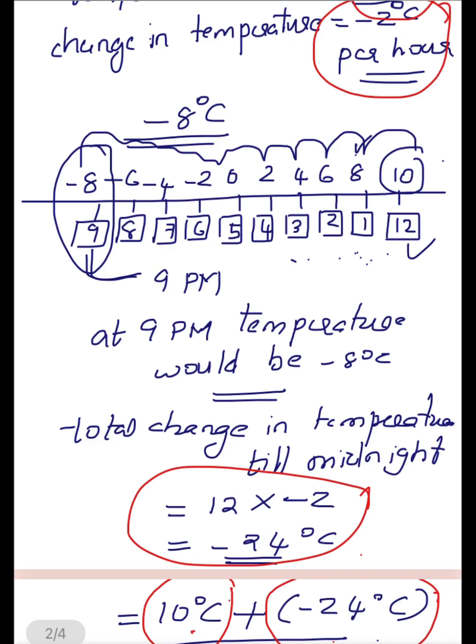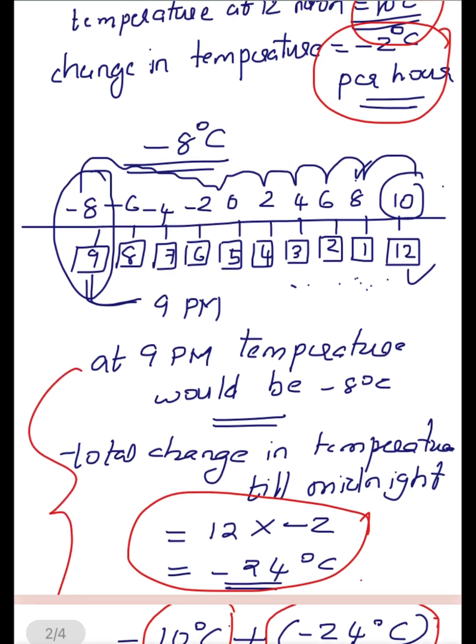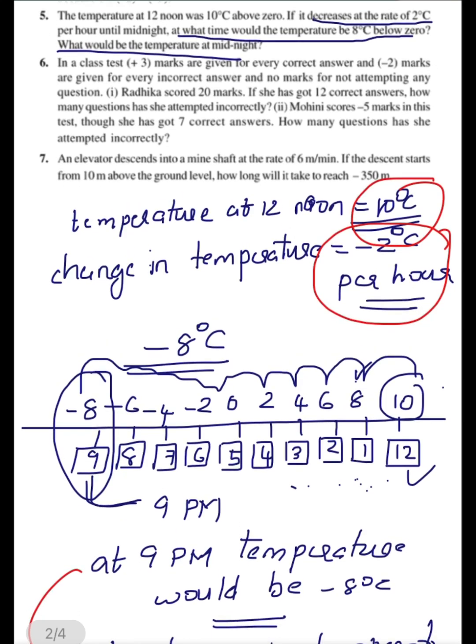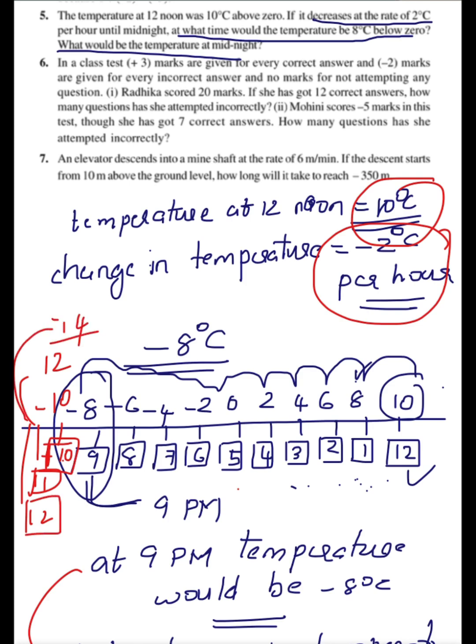Or if you are not able to do all these steps, then you can just find the answer from this picture itself. How will you find it? Temperature at midnight means what? You have to just calculate the next ones. That is, at 10 o'clock temperature would be minus 10. Okay, now at 11 o'clock temperature would be minus 12. Now at 12 o'clock, that is midnight, the temperature would be minus 14. Simply you will get the answer as minus 14.